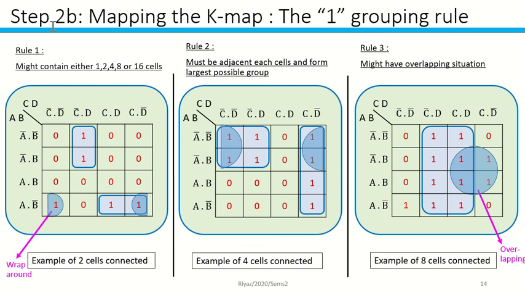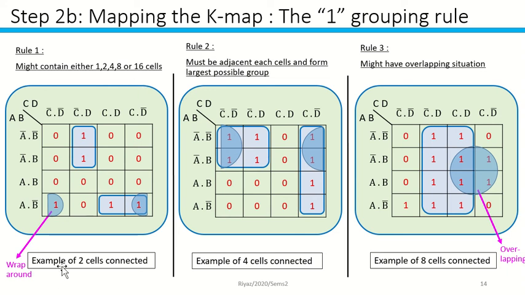So step 2B, how to map the K-map. The one grouping rule. You have 3 rules to take care of to map the ones and get the maximum groups. First, you need to know that the ones can be grouped in either 1 or 2 cells, 4 cells, 8 cells, or the most unique one, the 16 cells.